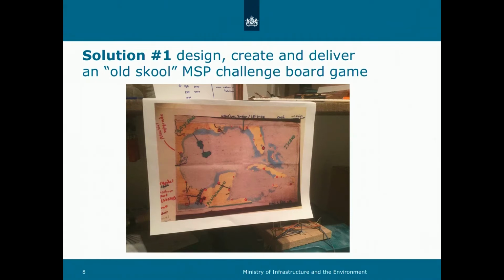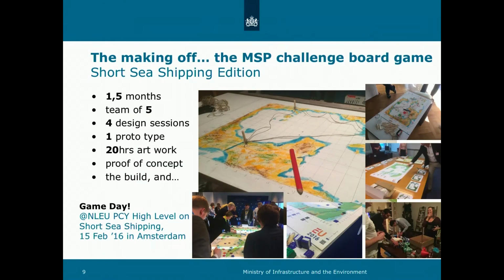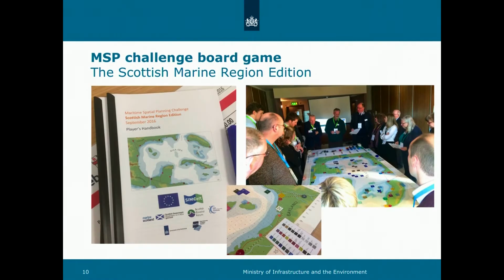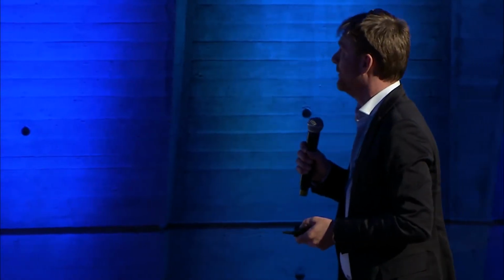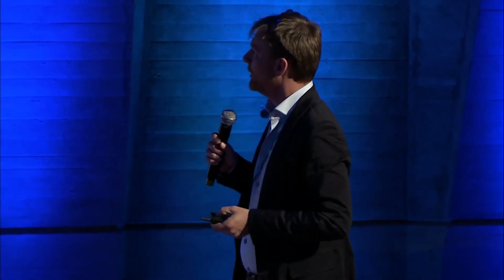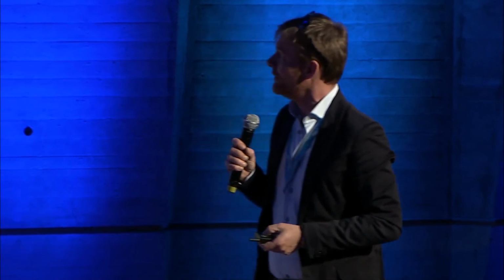But then you have to make the game, take a map. Old school, we had 1 hour to do the game with some stakeholders. And this is the making of. A month and a half, five people, and then go on and on. We did a second round because people like to play the game. And the Scottish government has a game right now. And then it's not about maritime spatial planning anymore. It's about blue development. This is what we want. We want ecological and economical development. And we want to be in touch with people from, amongst others, Seas At Risk. We want to have fun.